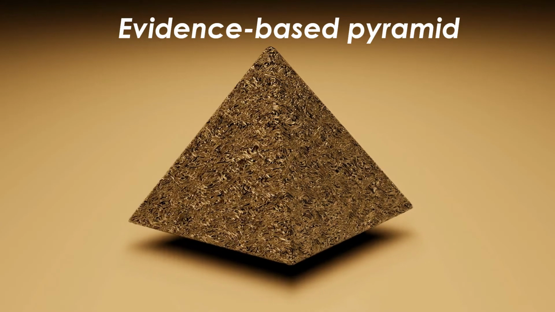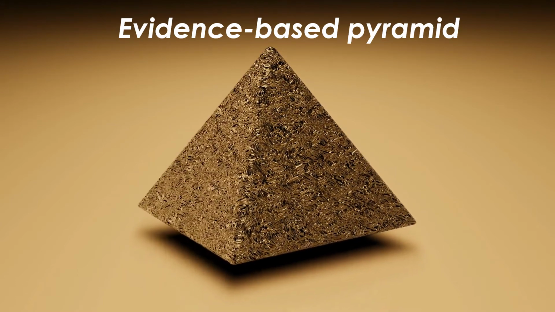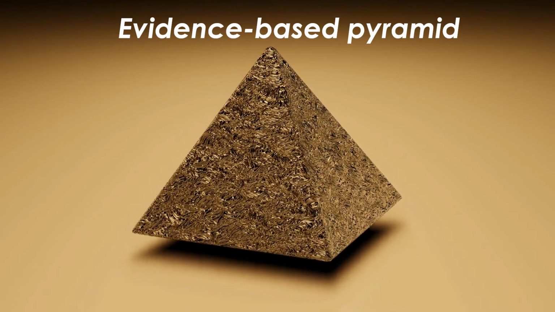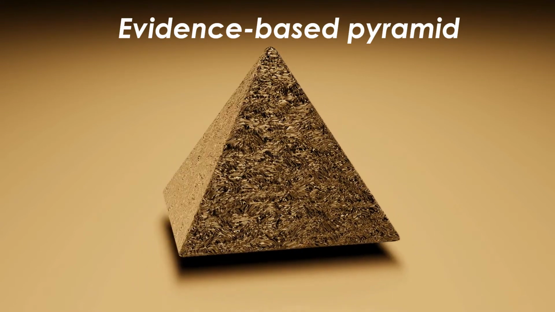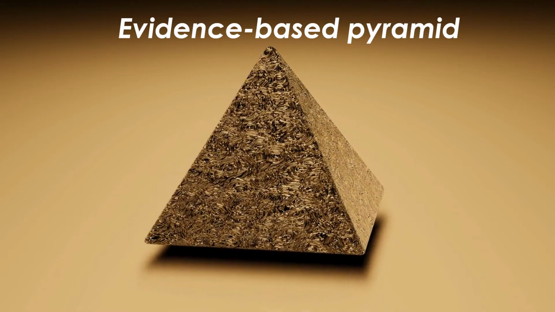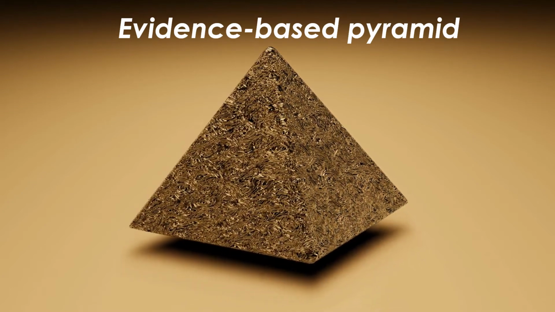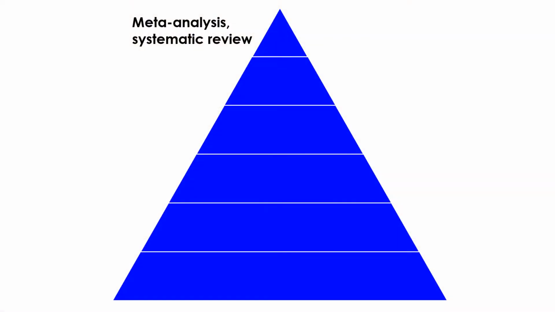The fundamental principle of evidence-based decision-making is that not all evidence is created equal. There is high-quality evidence and there is low-quality evidence. How to judge the quality of evidence? We use a pyramid known as the evidence-based pyramid. At the top of the pyramid is the evidence that has the highest quality. This level of evidence is the findings of meta-analyses and systematic reviews.